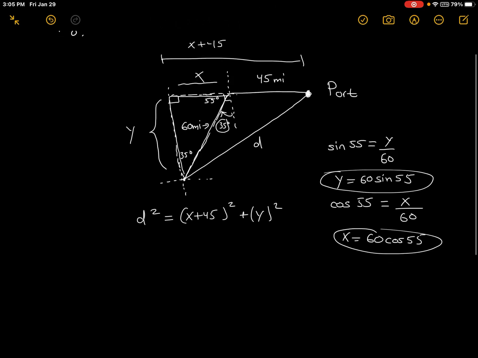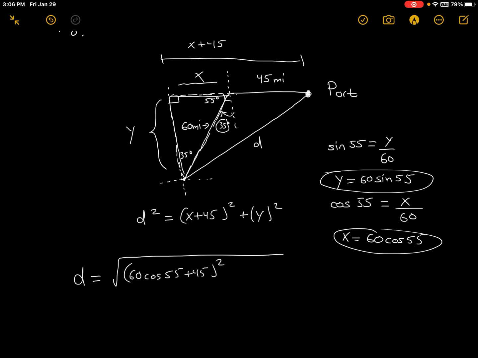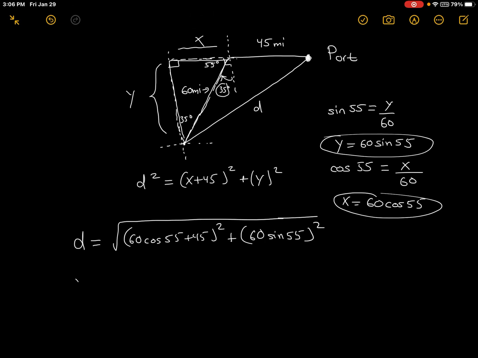And if you want to solve for what D is right now, you could just plug it into your Pythagorean theorem. So 60 cosine of 55 plus 45, squared, and then plus your y value, which is 60 sine 55, squared. If you enter this on your calculator, you're going to get approximately 93.39. And that is your distance. So up until this point, I don't think there were any mistakes that were made.